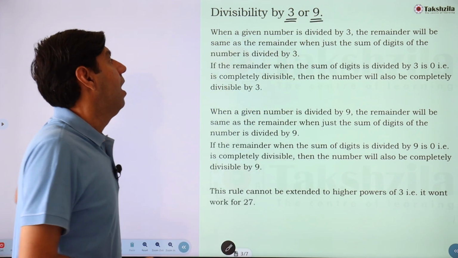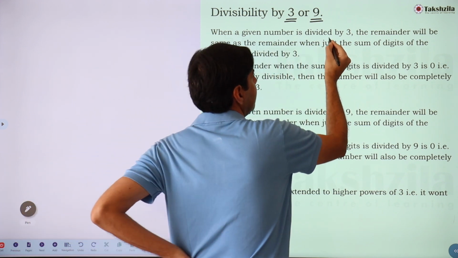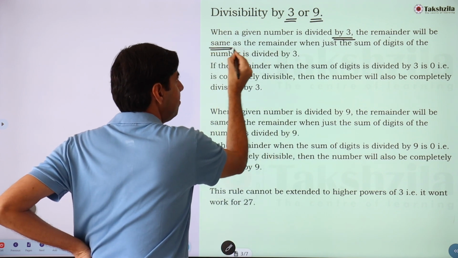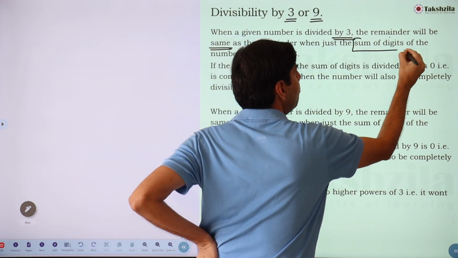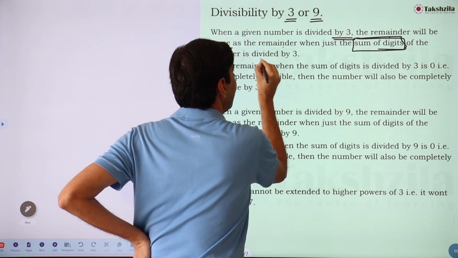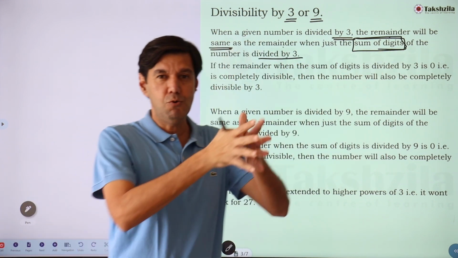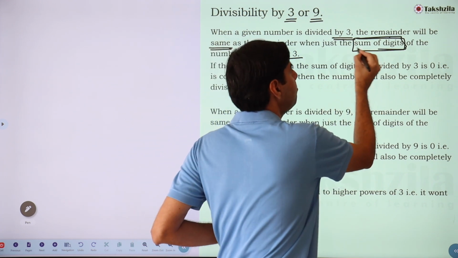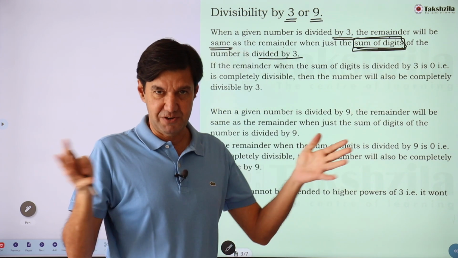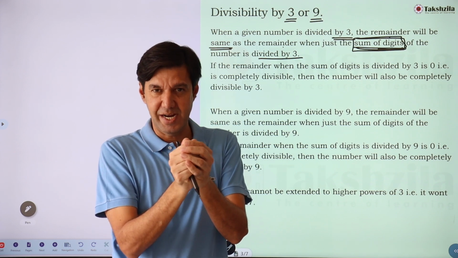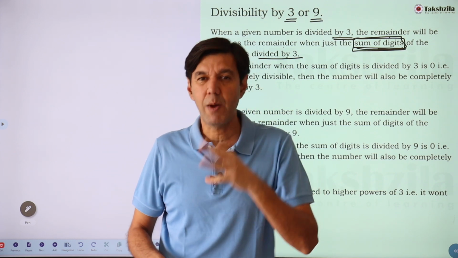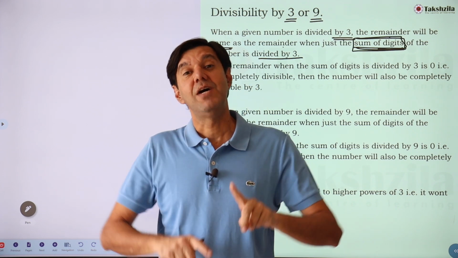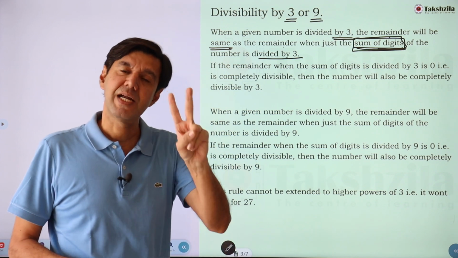Now, if you are checking divisibility by 3, the remainder will be the same as the remainder when the sum of digits is divided by 3. So now you have a number, whatever large number it is, you need to add the digits, the sum of digits. That is new now. Whatever is the sum of digits that you get, let's say the sum of digits is 20. So 20 divided by 3 leaves a remainder 2. When the big number is divided by 3, the remainder will also be 2.